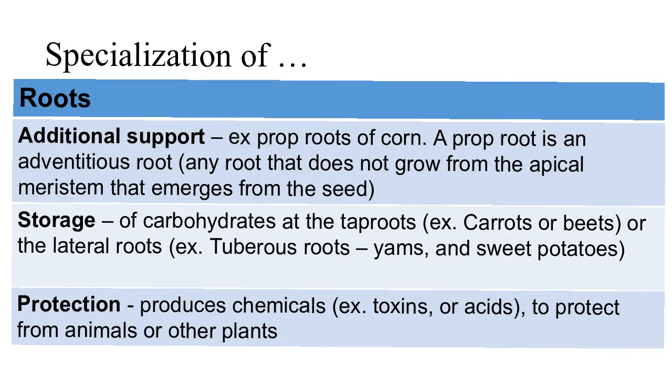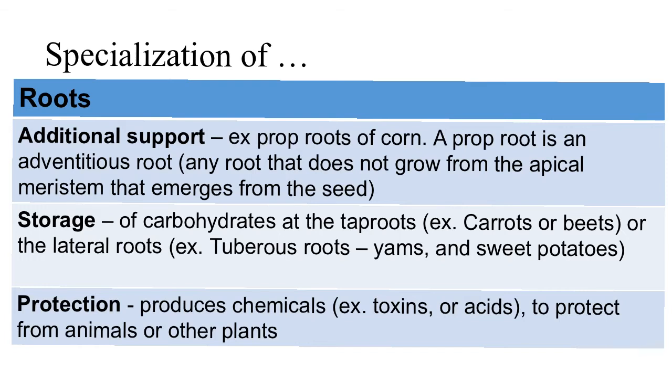So we talked about specialization of leaves in the form of protection and storage, the specialization of stems basically for storage, but also ones that can grow along the soil or on other substances. And here we have specialization of roots. So roots can act as additional support. So not only do we have the stem acting as support, but sometimes roots can also act as support.